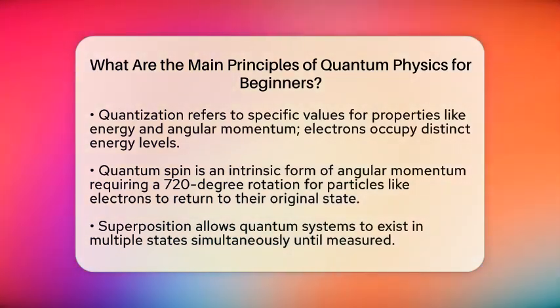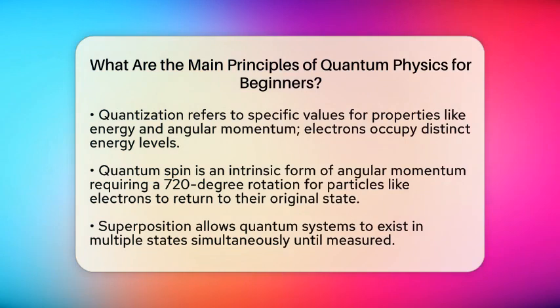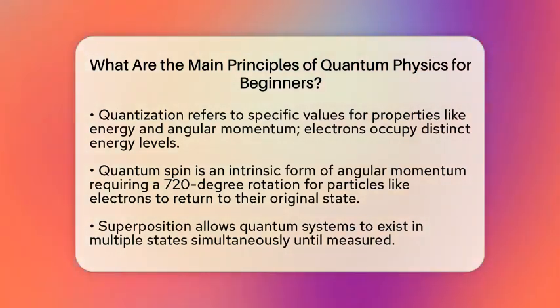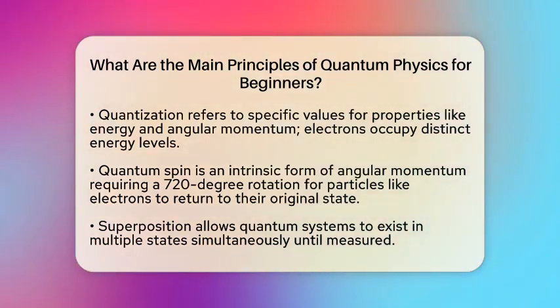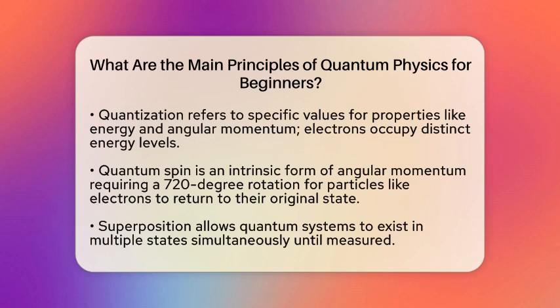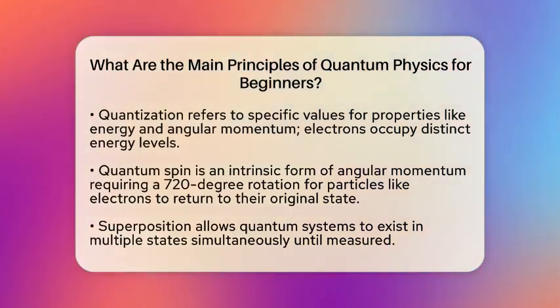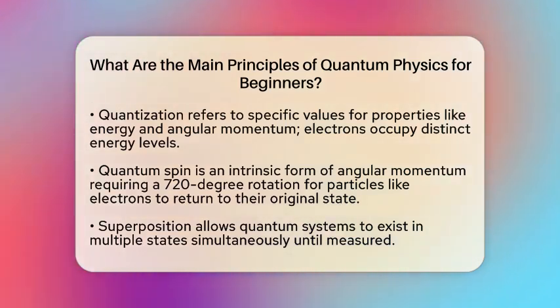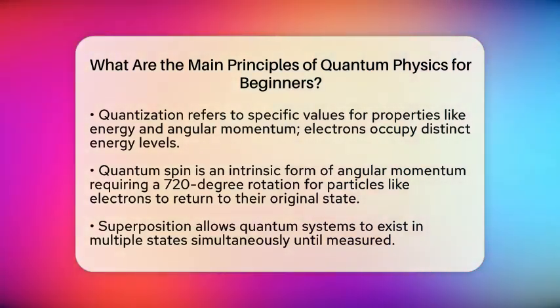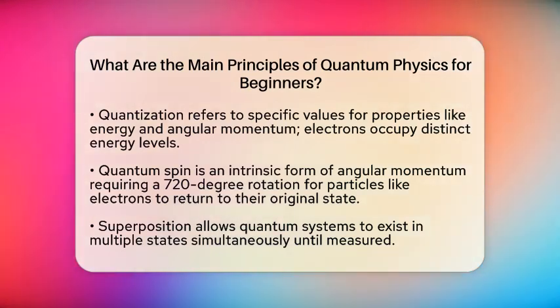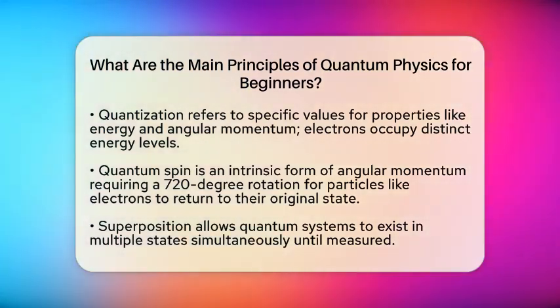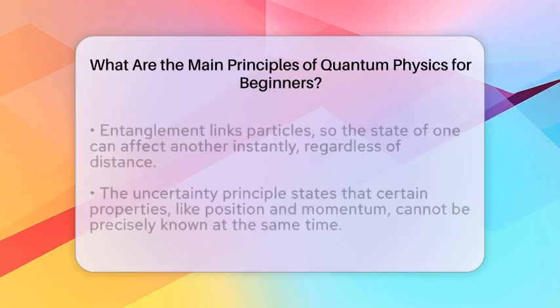Another key principle is quantum spin. Unlike classical spinning objects, particles possess an intrinsic form of angular momentum called spin. This spin is quantized and has unique characteristics, such as requiring a 720-degree rotation to return to its original state for particles like electrons. Superposition is another intriguing concept.